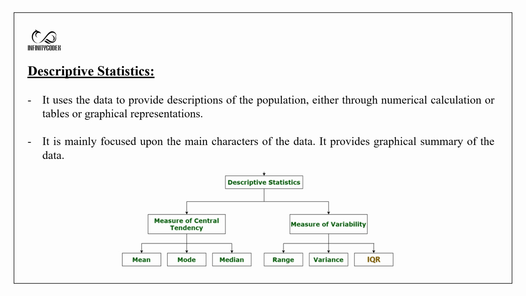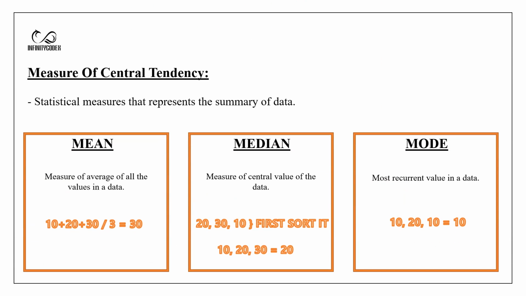Measure of central tendency is a statistical measure that represents the summary of the data, which includes mean, median, mode. Now, what is mean? Mean is the measure of average of all the values in the data. What is median? Median is the central value of the data. To calculate the median, first we have to sort the data. And what is mode? Mode is the most recurrent value in the data.